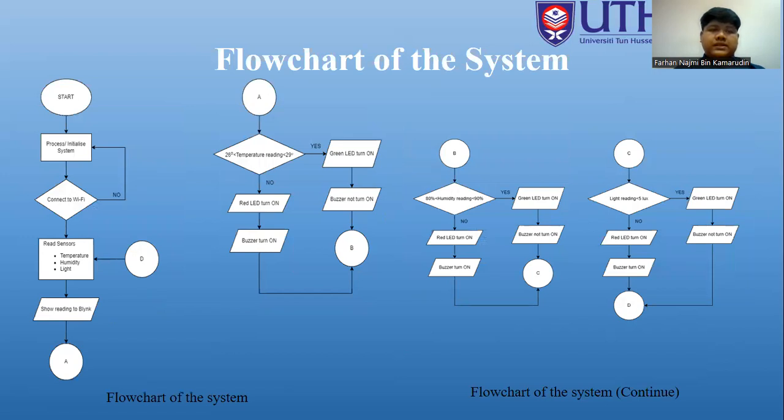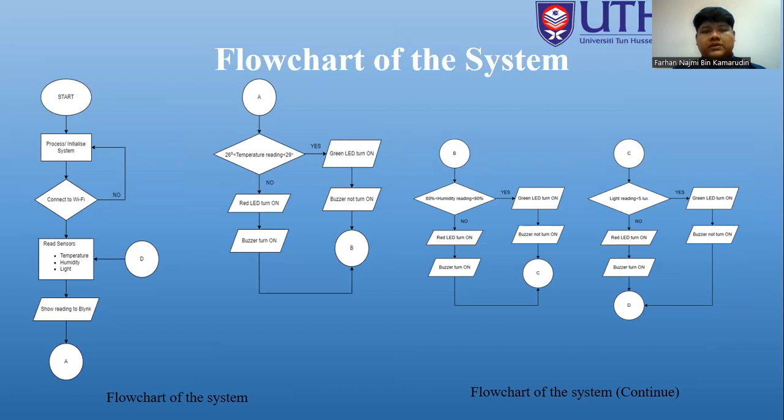So this is the flowchart of the system. The system starts and the process initializes the system, and then the ESP connects to the Wi-Fi. If connected, it proceeds to read the sensors for temperature, humidity, and light, and then shows the readings on Blynk. After that, it continues by checking whether the temperature is within the range. If the temperature is more than 36 degrees or less than 29 degrees, the red LED turns on and the buzzer turns on. If not, the green LED turns on and the buzzer does not turn on.